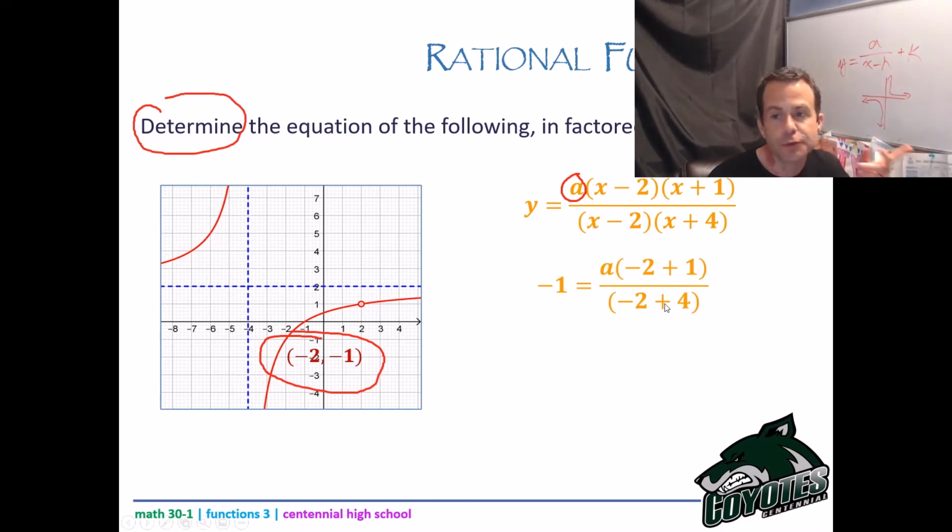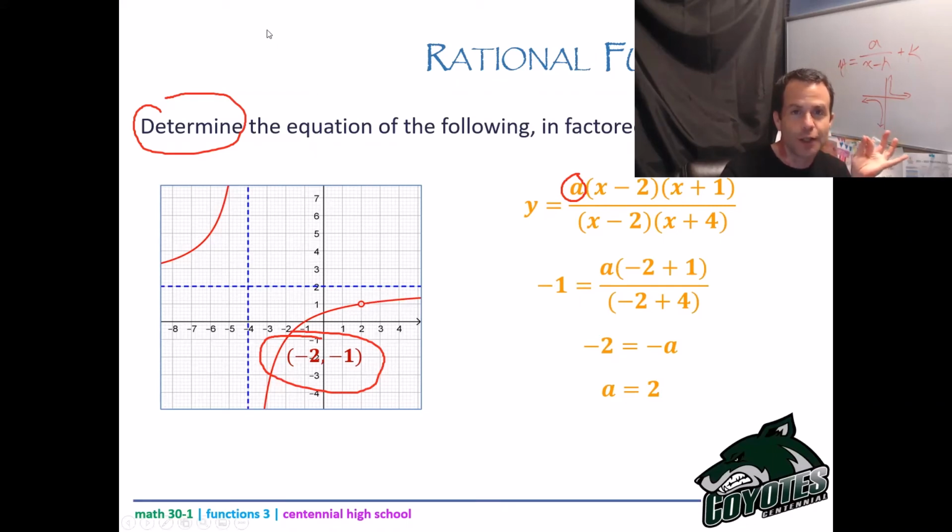Okay, so -2 plus 4 is 2. I'm going to multiply both sides by 2. So that gives me -2 equals -a, because -2 plus 1 was -1 times a is -a, and that means a is 2. Now, you got to be super careful at this stage. Lots of kids look at this and say, oh, yay, I'm so excited. A is 2 and I'm all done.